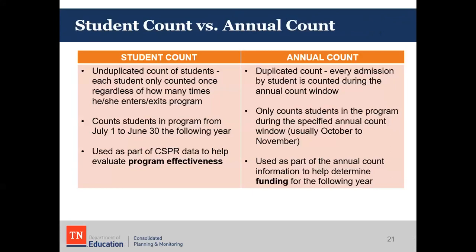This graphic just shows that breakdown, the difference between the student count and the annual count, because at times there is confusion between the two. Your annual count is driving your funding. The student count is what we report in the CSPR data, and it's used to help measure program effectiveness.